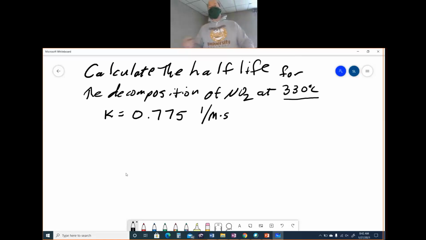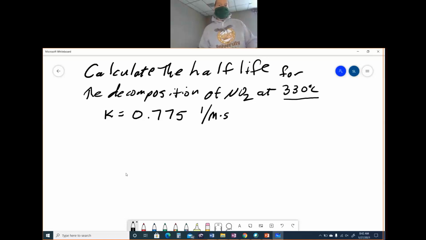All right, so I already told you it was going to do a second order example. This is how you know it's second order, because of the units of K. If the units were 1 over seconds, then it would be first order. If it's 1 over molarity times second, then you have a second order reaction.